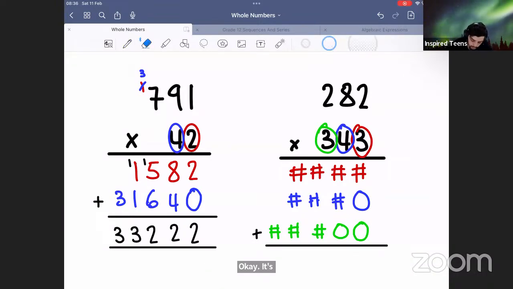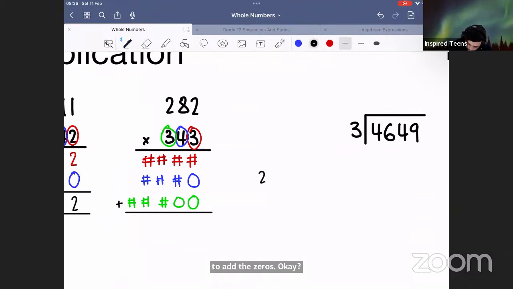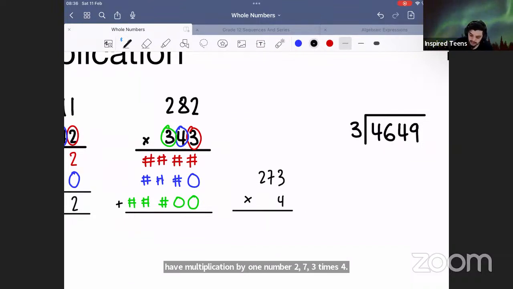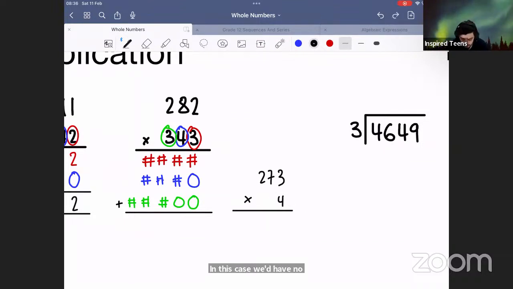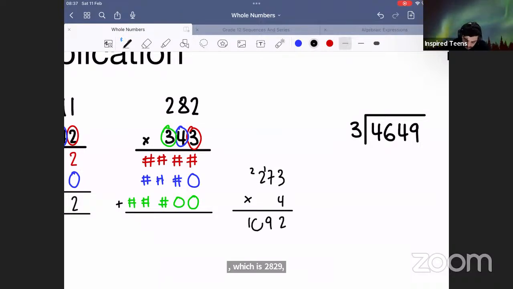So let me go through that one more time. If we had to have multiplication by one number, 273 times 4, in this case we'd have no zeros simply because we're dealing with one multiplication of a single number, just a unit. So it's say 3 times 4, which is 12, 7 times 4, which is 28, 29, 2 times 4, which is 8, 10. Okay, then there's no need to add that zero in the beginning, right? We simply just do that calculation.